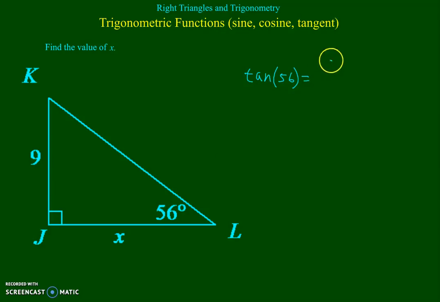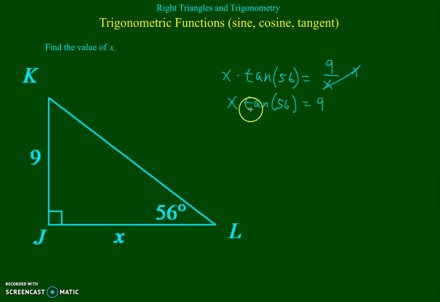Again, we're going to multiply both sides by x. In our examples up to this point, all of our variables have been in the denominator. That's not always going to be the case. You just have to exercise basic algebraic practices to solve for your variable, no matter what the circumstance. So we multiply both sides by x in this case. We have x times the tangent of 56 equals 9.